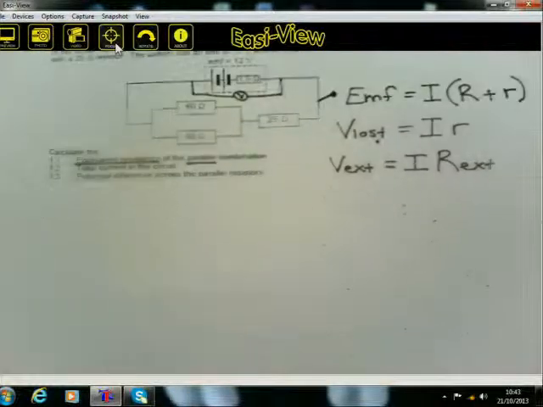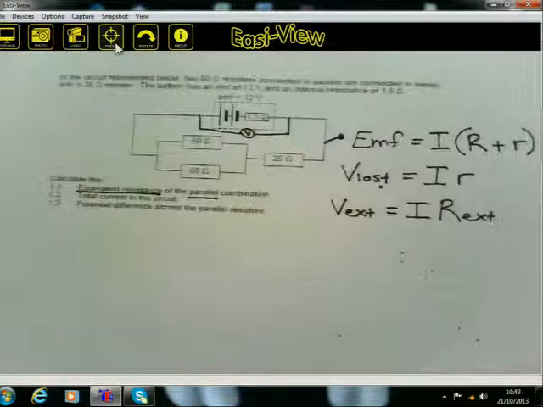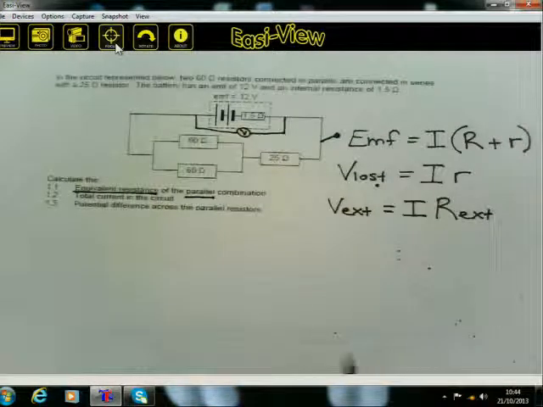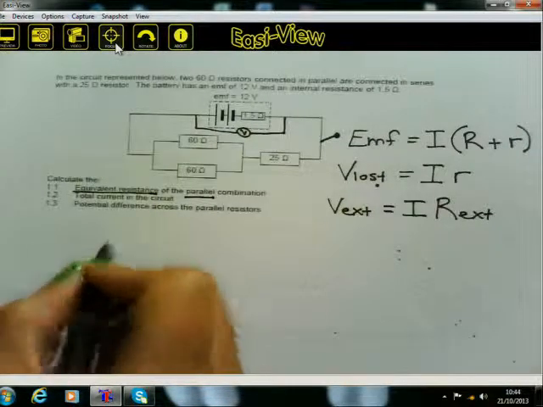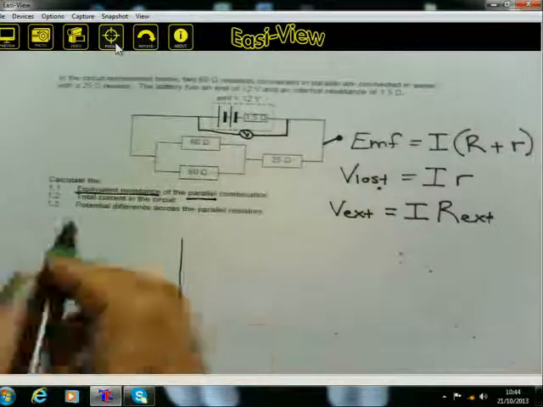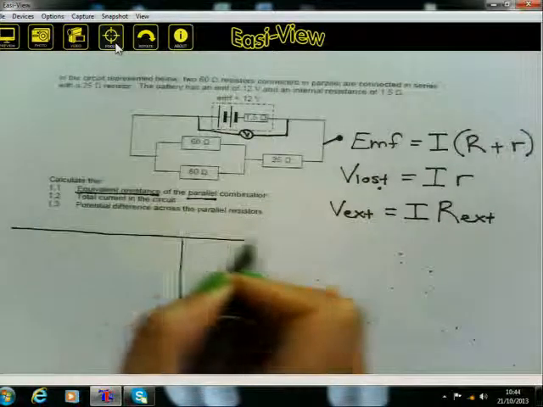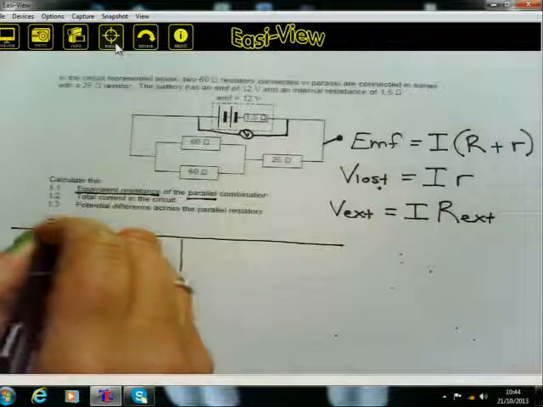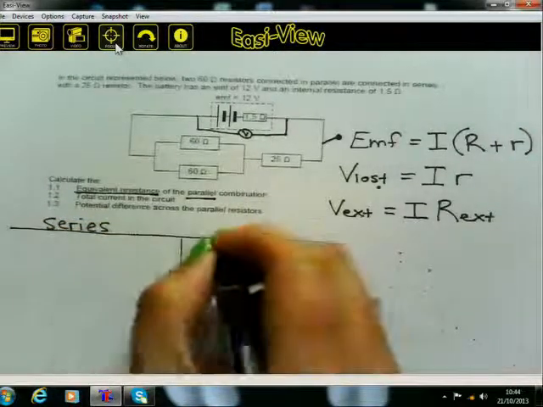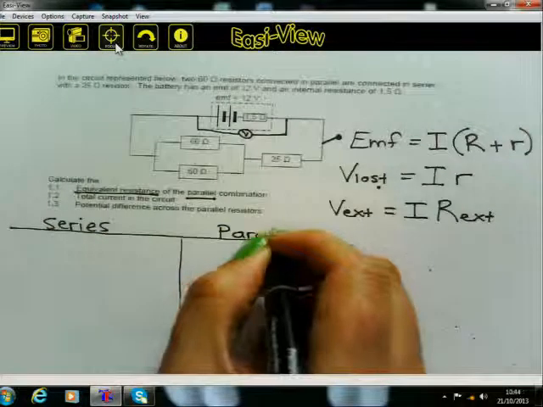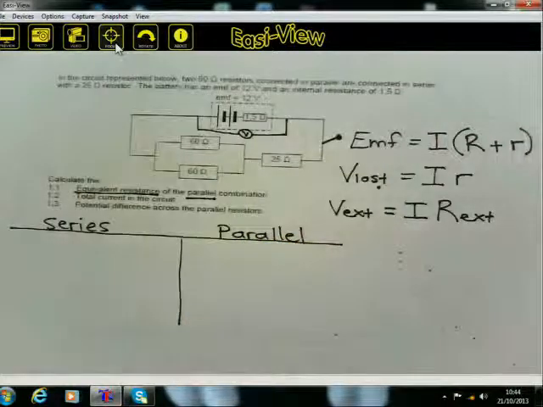Okay, now our rules. If you don't know the rules of series versus parallel, let's quickly write them down. We'll make a table, and then we have a series circuit and a parallel circuit. I'm going to give you 1 minute to write that down.